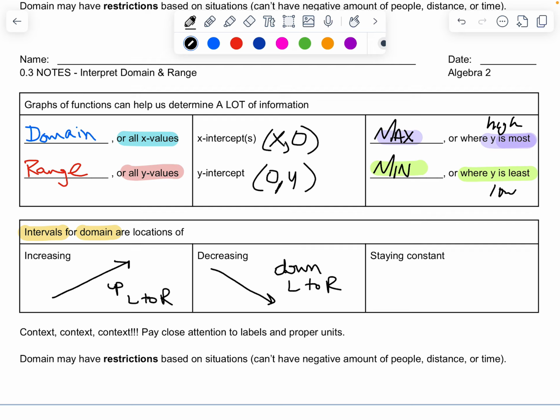Staying constant would be a scenario where there is no change at all. No change as we're moving left to right. So it's just staying the same. In Algebra 1, you might have seen this known as a horizontal line. All right, so we have positive slope for increasing, negative slope for decreasing, and a horizontal slope, a horizontal line that would be staying constant.